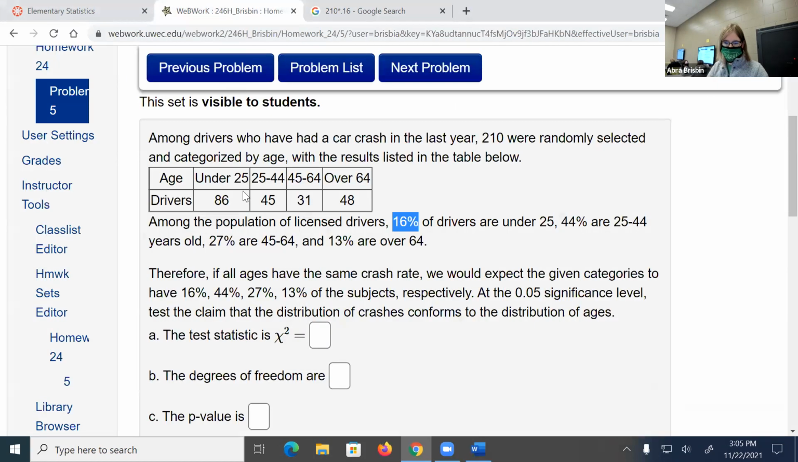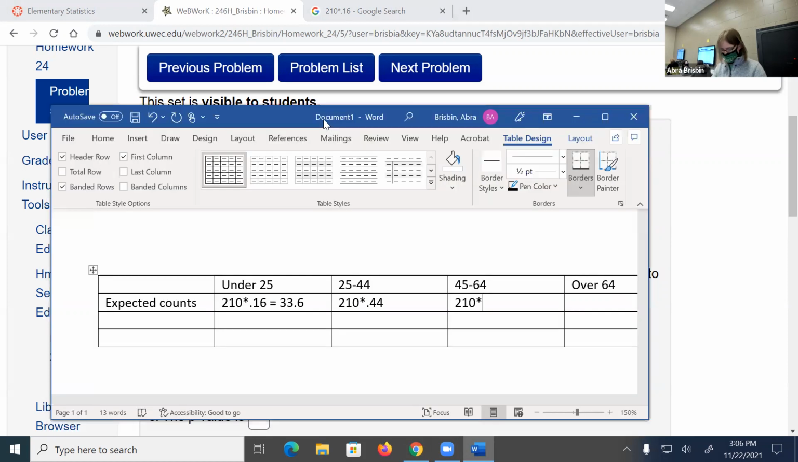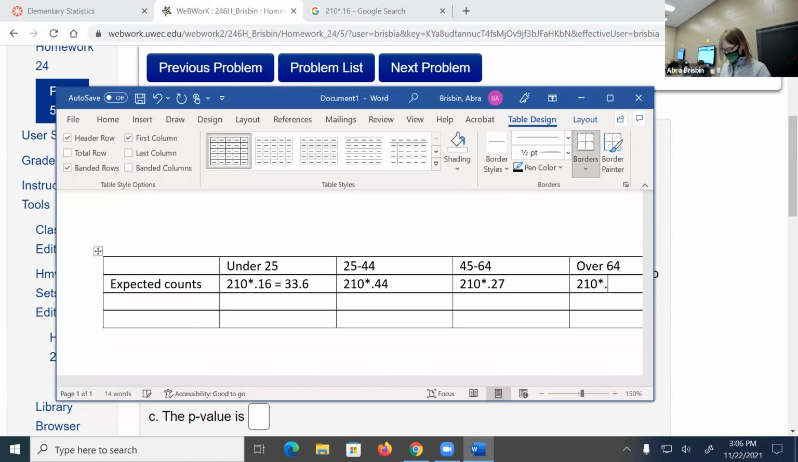And similarly, for the 25 to 44 age range, we'll have 210 times 0.44. And 210 times 0.27. And 210 times 0.13 to get our expected counts. So then, what is our test statistic for a goodness of fit test?